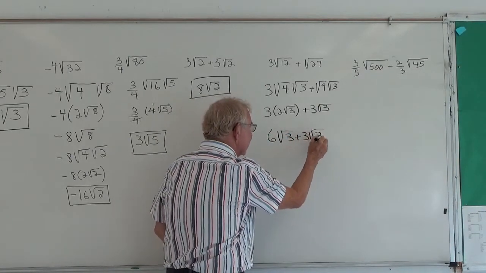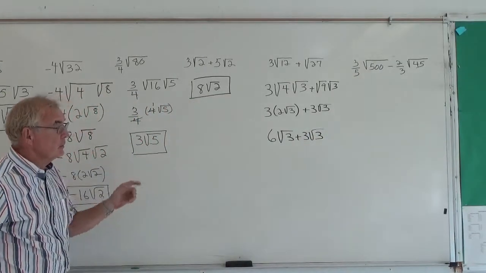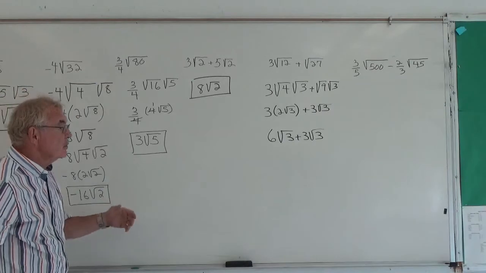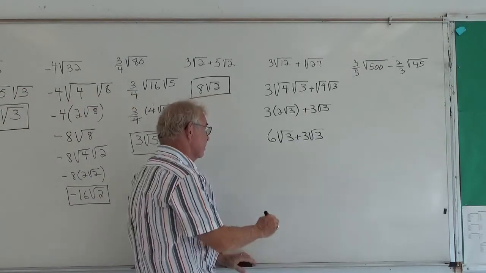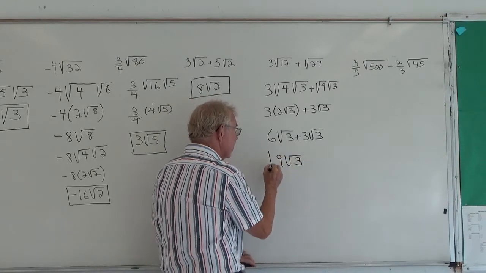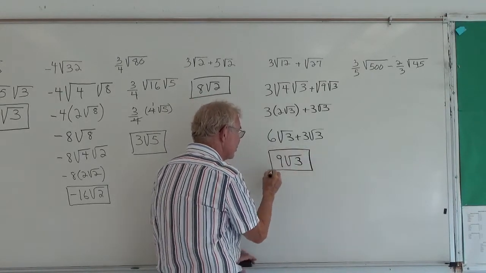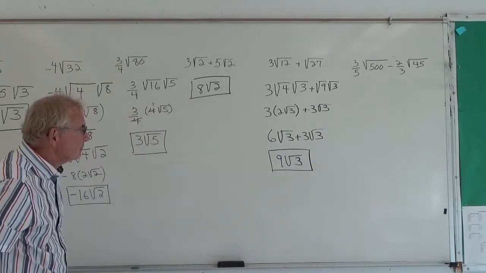Now, let's go back. Are they like terms? You see the square root of 3 and square root of 3. Can you add 6 apples and 3 apples? You would say, I get 9 apples. Well, we'll call the apple the square root of 3. And there's your answer. Interesting. And then the last one.